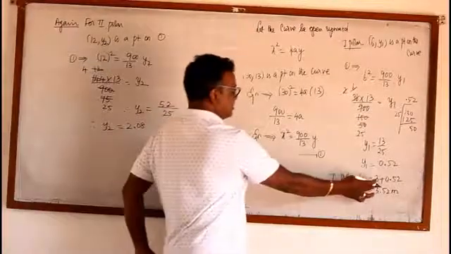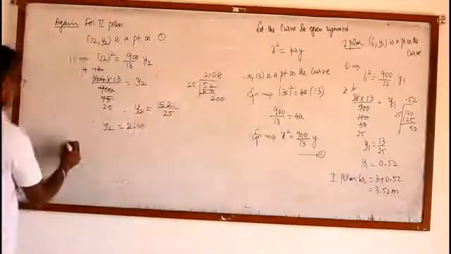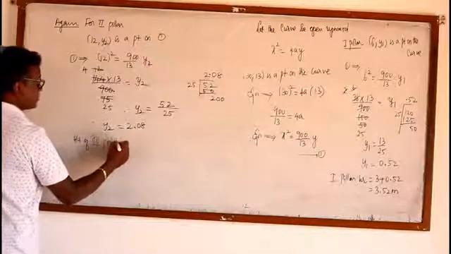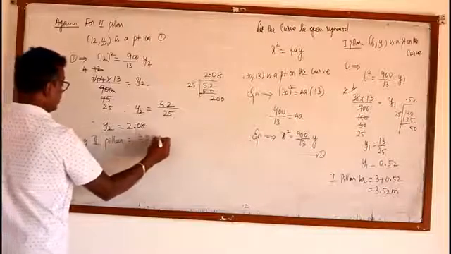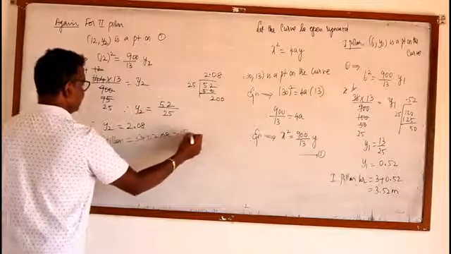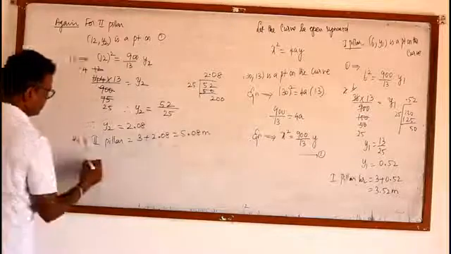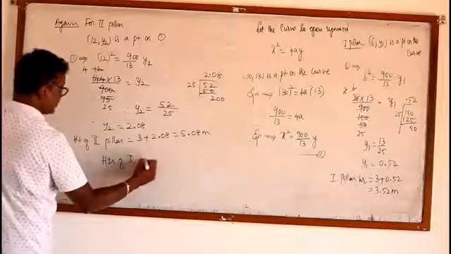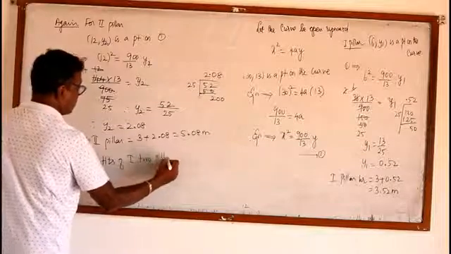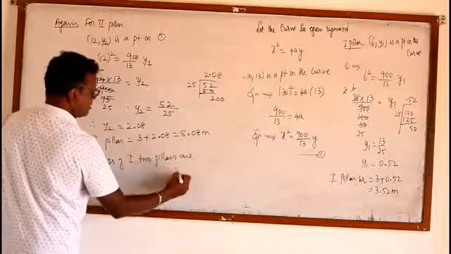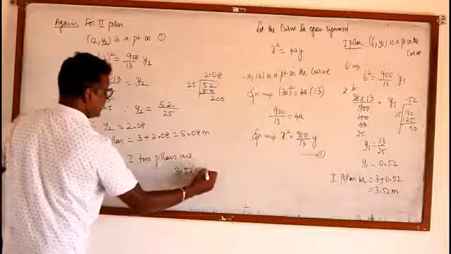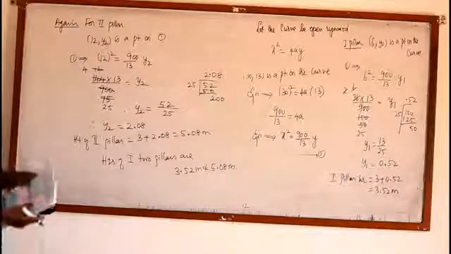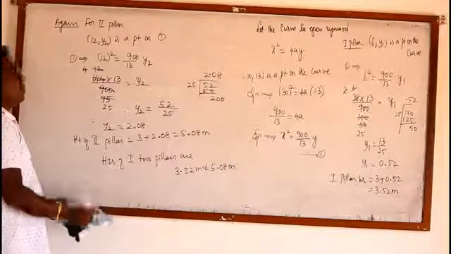Again, I have to add this 3 from the road level. Therefore, the height of the second pillar is 3 plus 2.08. It is 5.08 meter. Therefore, the heights of the first 2 pillars are 3.52 meter and 5.08 meter. So this is how we can easily do this problem.